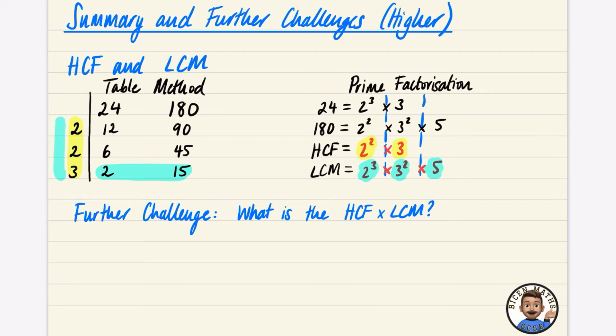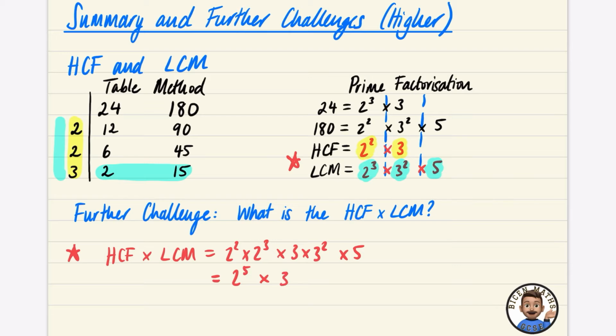Now my challenge is, what is the highest common factor multiplied by the lowest common multiple? And I think this side is going to be easier for us to examine this with. So let's look at this example that we've got. The highest common factor multiplied by the lowest common multiple. Well, there's a 2 squared and a 2 cubed from these two. We've then got a 3 and a 3 squared, and we've got a 5. So let's tidy this up. 2 squared times 2 to the power of 3 is 2 to the power of 5. And 3 times 3 squared is 3 cubed. And then we have the 5.